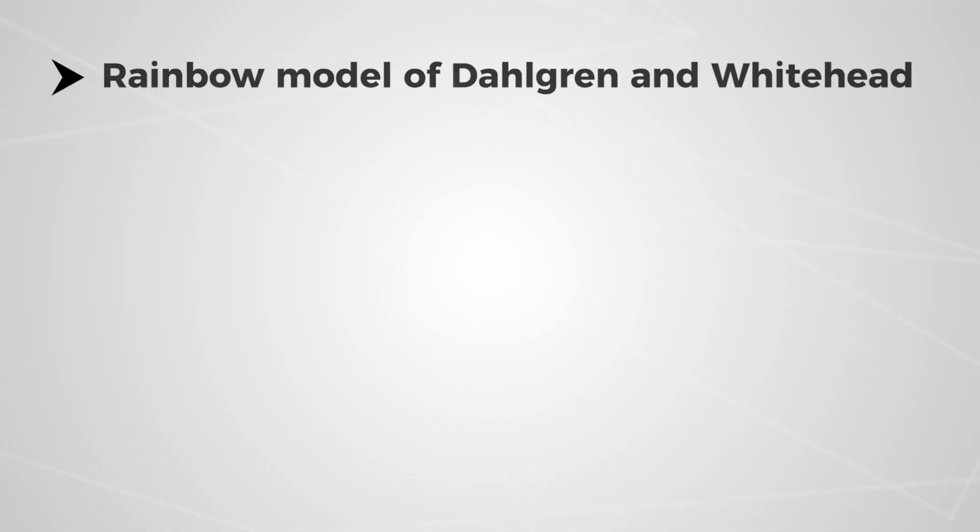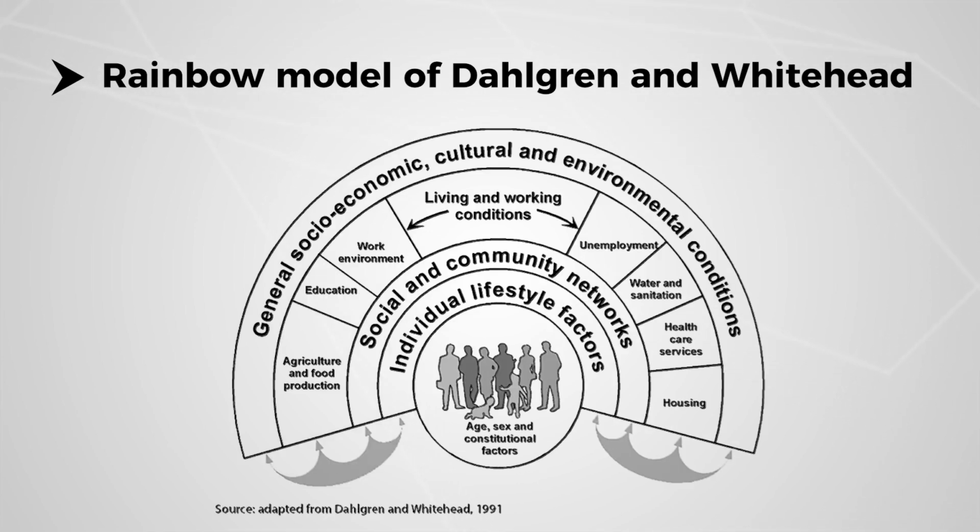The rainbow model of Dahlgren and Whitehead is the most widely used model of its kind worldwide. The model visually represents how various layers of factors influence an individual's health, using a rainbow-like diagram to illustrate these influences. The model maps the relationship between individual, environment and health. This was developed in 1991. We can see the different layers of the rainbow model.